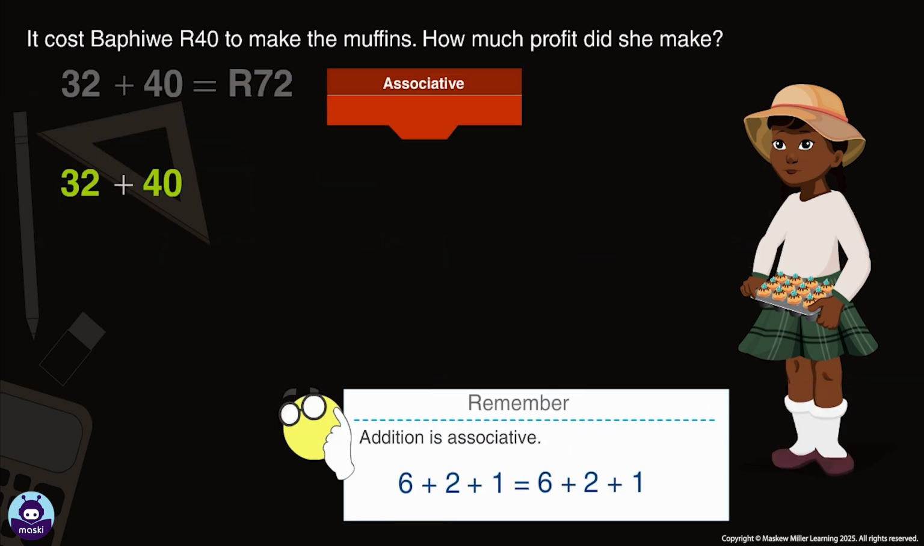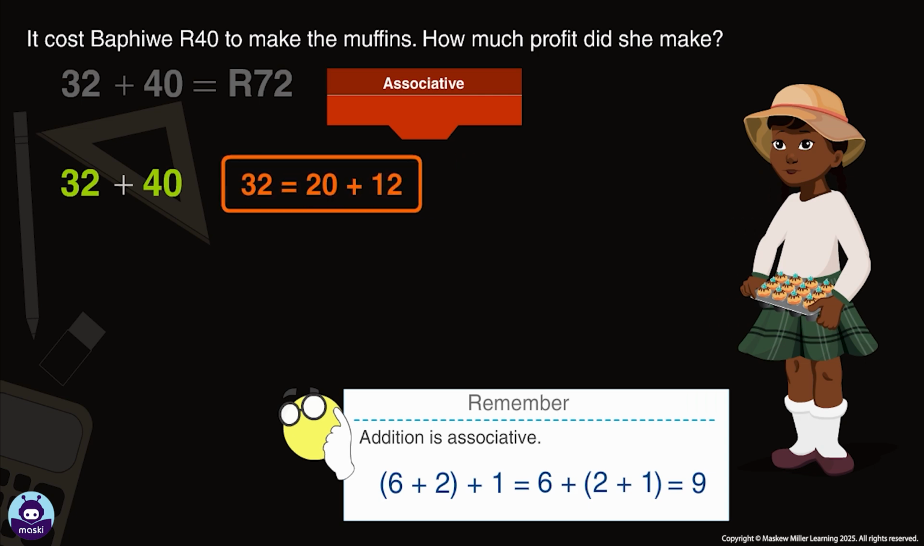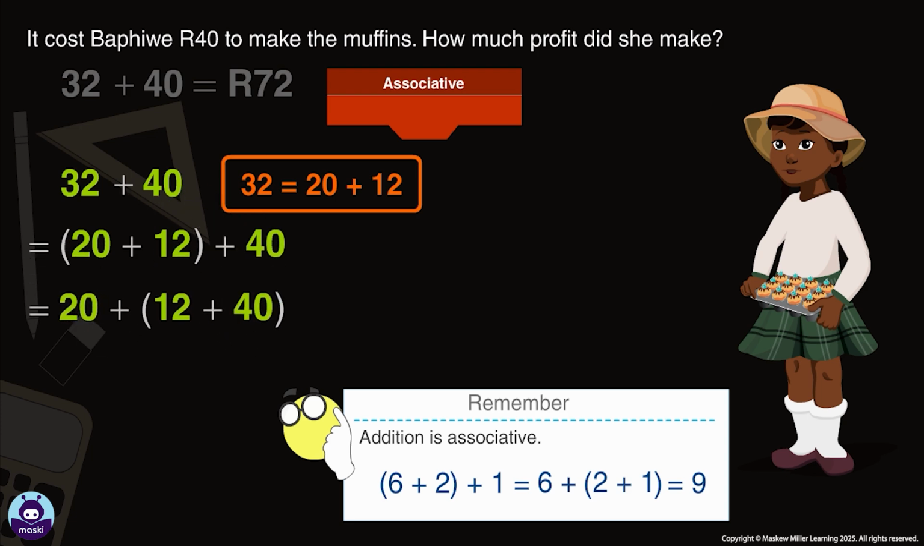Remember that addition is associative. This means that you can change the grouping of the numbers that you are adding and still get the same answer. 32 plus 40: 32 equals 20 plus 12, so (20 plus 12) plus 40 equals 20 plus (12 plus 40) equals 20 plus 52 equals 72 rand.